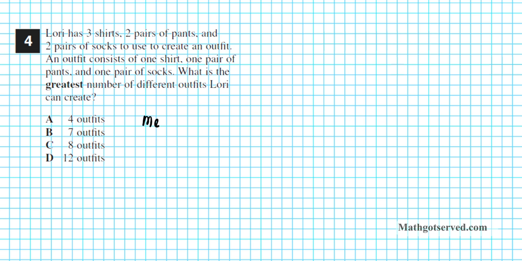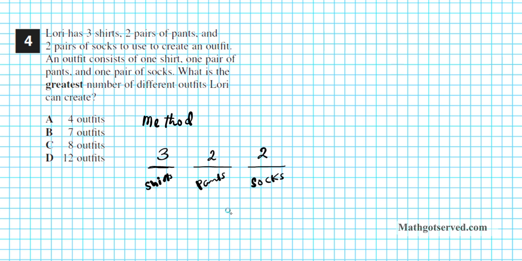Method 1 is basically the use of the counting principle. We have 3 spots that make up an outfit here. The first spot is shirt, the second is pants, and the third is socks. All right, so how many shirts are there? 3. How many pairs of pants? 2. How many socks? 2.